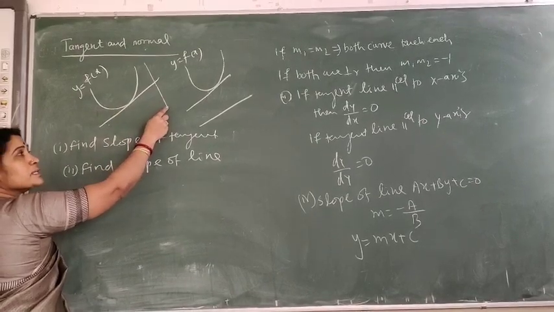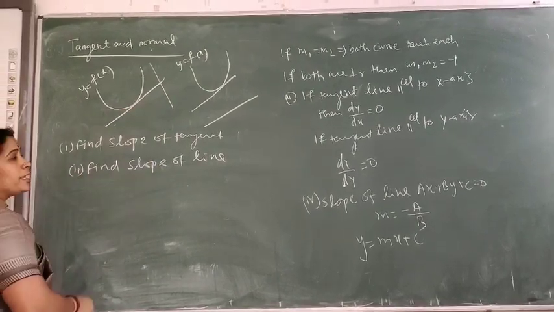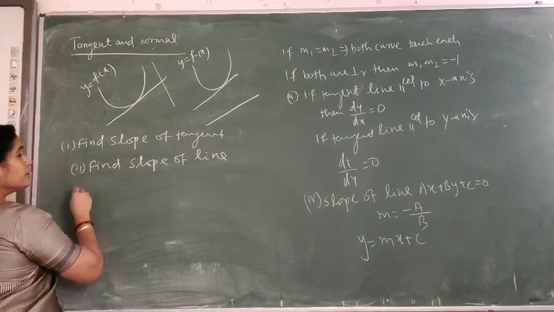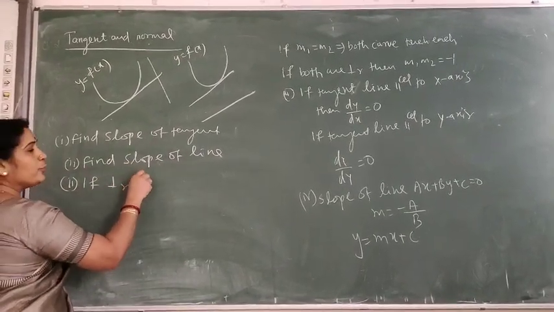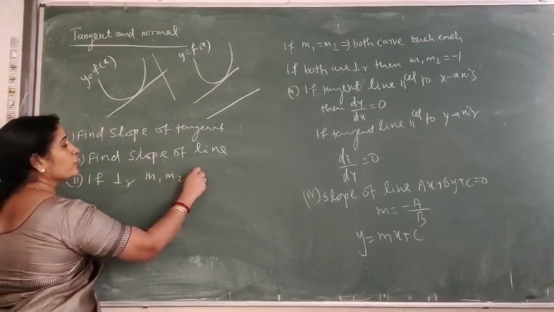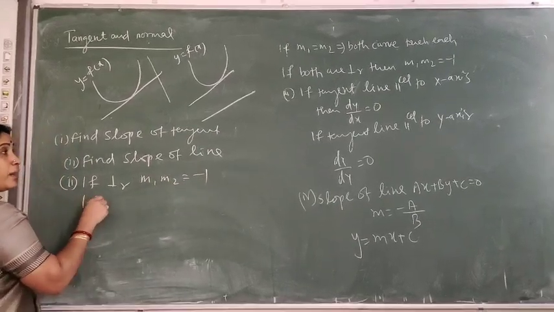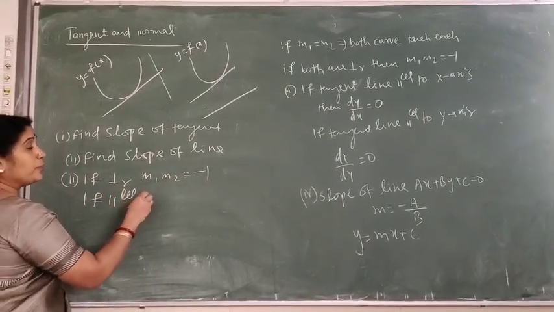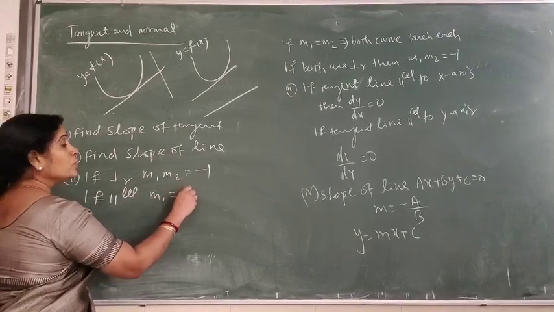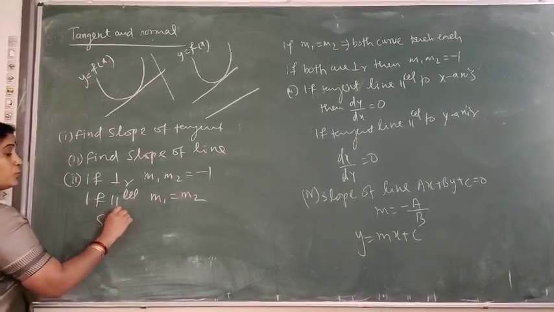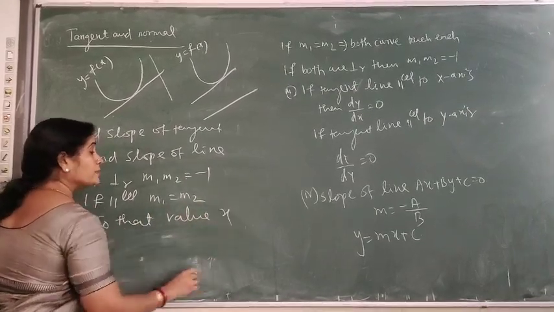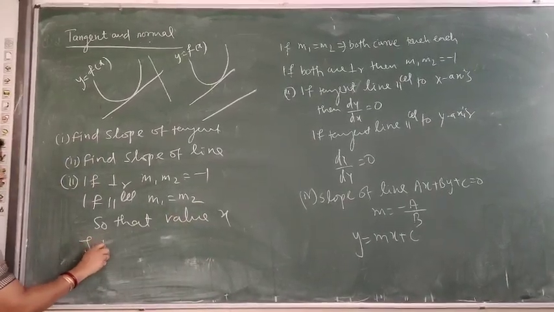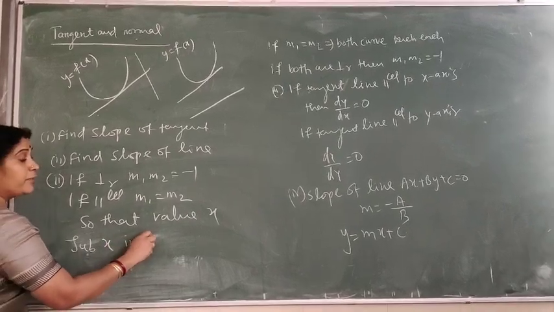Only link between this line and this line, tangent line. If find the slope of line, then step number 3. If perpendicular, then I told you m1 into m2 equal to -1. If parallel, then you have to keep m1 equal to m2 so that we get the value of x. So value of x. Now substitute x in given curve.